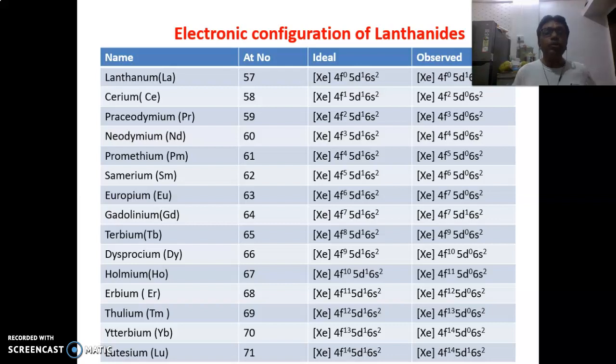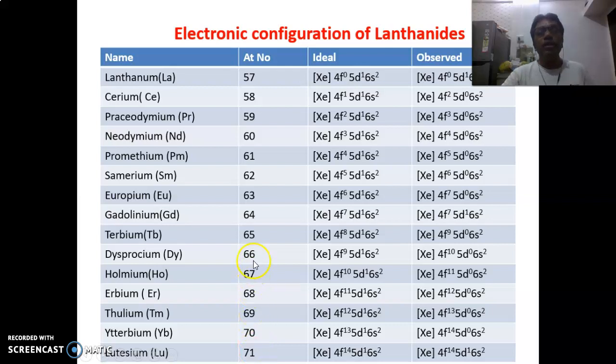So let us discuss the electronic configuration of lanthanides. First of all, see all the elements of the lanthanones or lanthanides: lanthanum, cerium, praseodymium, neodymium, promethium, samarium, europium, gadolinium, terbium, dysprosium, holmium, erbium, thulium, ytterbium, and last, lutetium. The lanthanide elements start from atomic number 57 to atomic number 71.